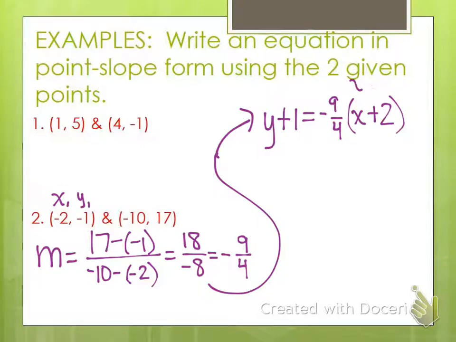You have to be careful with your signs on these. And then that's it. We got it in point slope form. That was all we were asked to do. We can stop there. Easy.